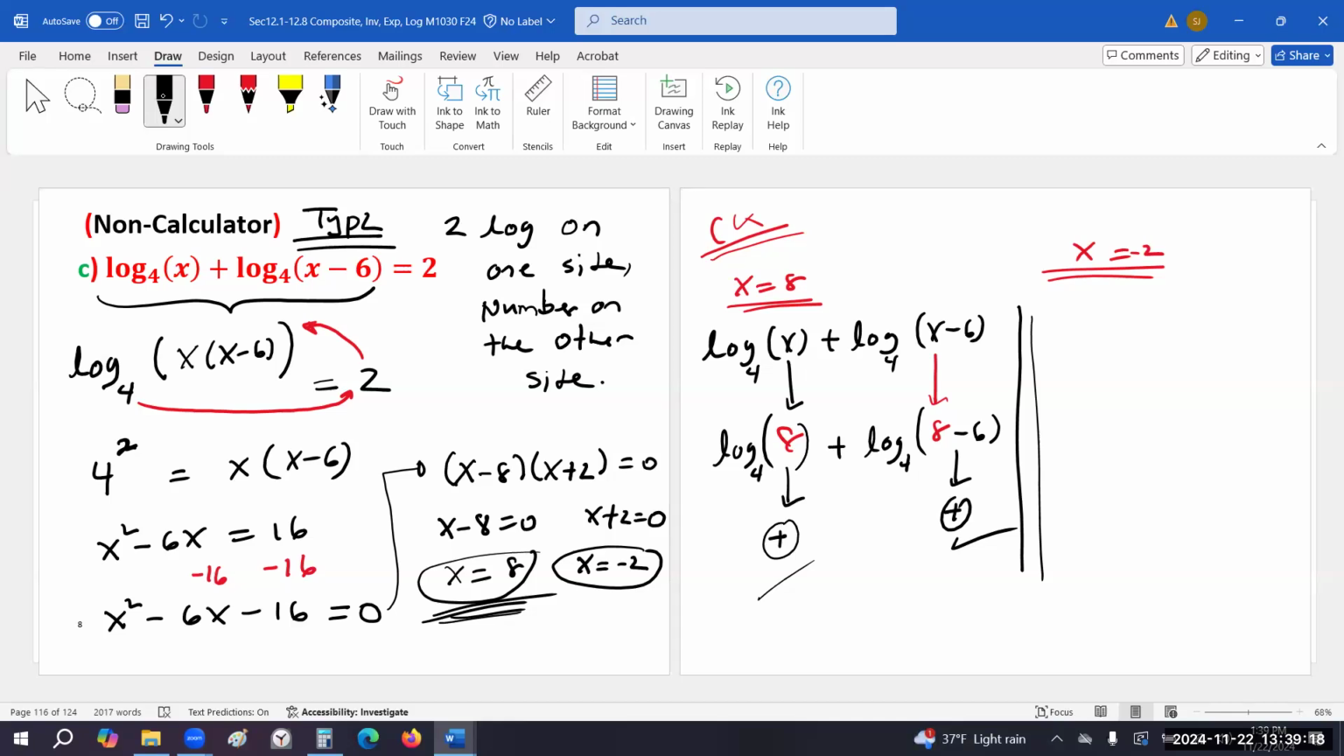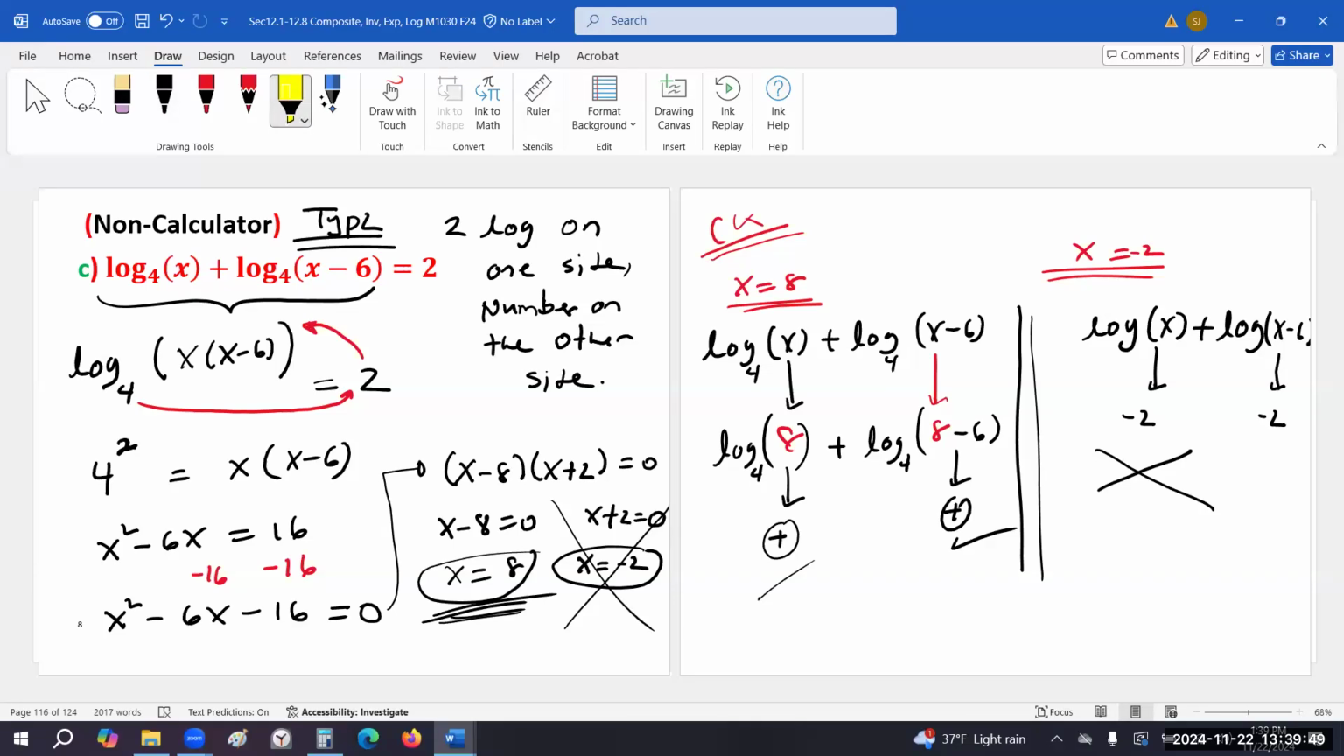Now, what happens when x is -2? We get log x plus log x minus 6. When our x is -2, what happens to the first log? Can we accept negative log? That means we don't have to check the second one. If one of them is not acceptable, we cannot accept that as our solution. So the only answer we have is this.